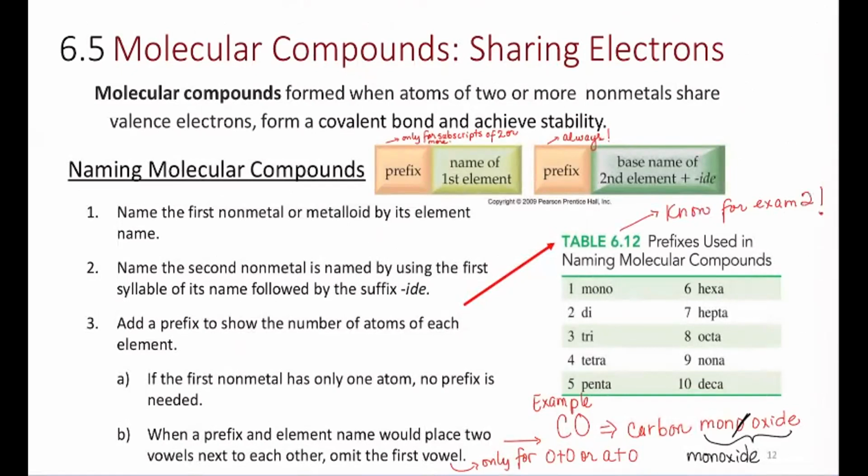The prefixes are on table 6.12. So again, a subscript of 1 is mono, 2 is di, 3 is tri, 4 is tetra, 5 penta, all the way to deca. Okay, so that's where we go. That's where we got the prefixes from.